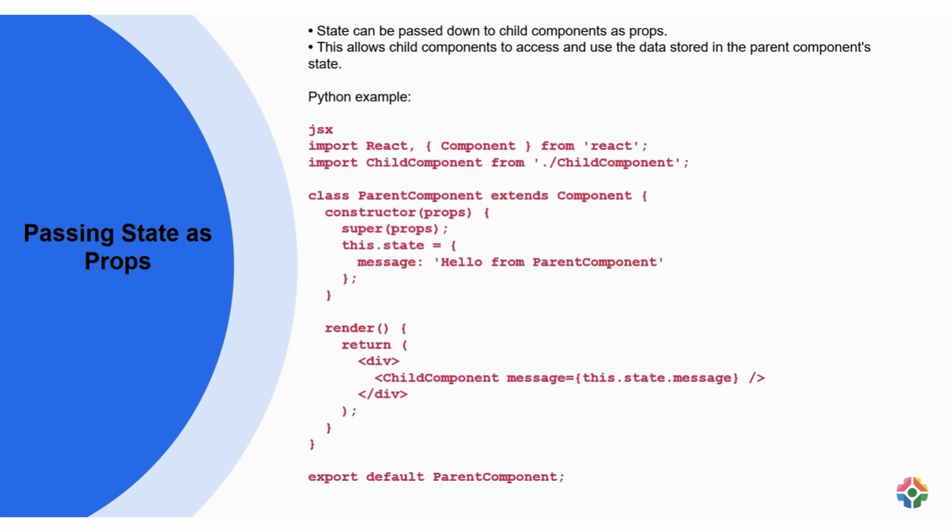In React, state can be passed down from a parent component to its child components as props. This enables child components to utilize the data stored in the state of their parent component. This data flow mechanism facilitates sharing information and reusability of components within a React application. For instance, in the provided example, the parent component has a state with a message, "Hello from parent component." By passing this message as a prop, the child component can access and display the message received from its parent. By leveraging this fundamental concept of passing state as props, React applications can efficiently manage the flow of data and improve the organization and maintainability of their component structure.